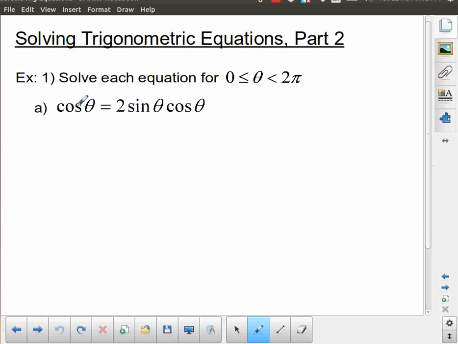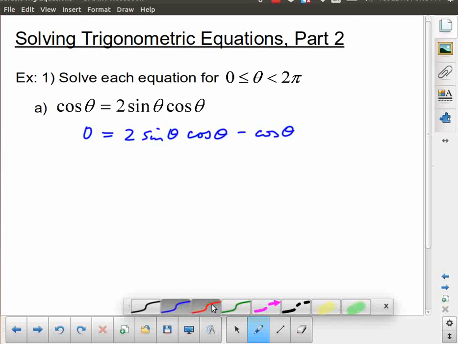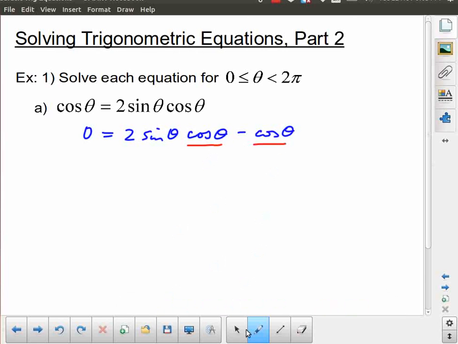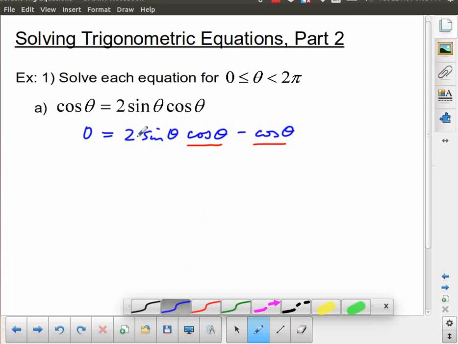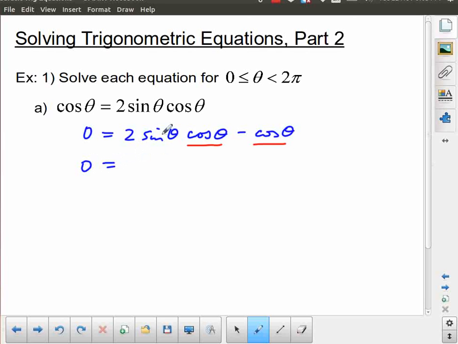So what I'm going to do in this case is use another piece of advice that I provided on the previous page, which is I'm going to move everything to one side. So I get 2 sine theta cos theta minus cos theta, and that's equal to 0. And now, hopefully you notice that there is a common factor of cos theta. There's nothing that says I have to get rid of the sine theta or the cos theta. What I have to do is try to create factors that only have one ratio. So if I factor out my cos theta, I end up with 2 sine theta minus 1.